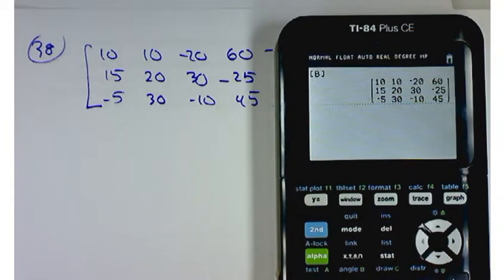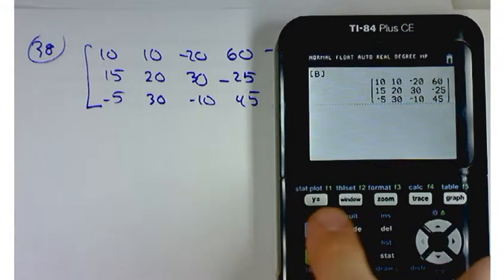Does everyone have the matrix entered? All right, a couple people. Dharma, got it entered? Okay. All right. Ronnie? All right.